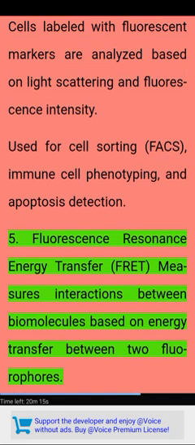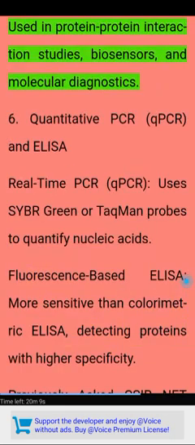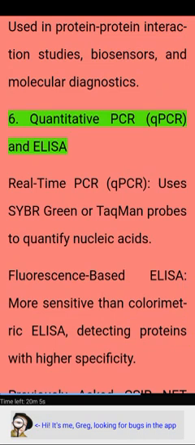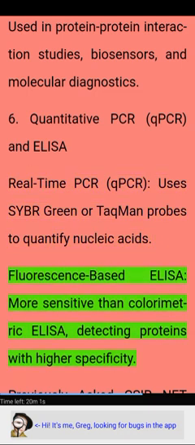5. Fluorescence resonance energy transfer (FRET) measures interactions between biomolecules based on energy transfer between two fluorophores. Used in protein-protein interaction studies, biosensors, and molecular diagnostics. 6. Quantitative PCR (qPCR) and ELISA. Real-time PCR (qPCR) uses SYBR Green or TaqMan probes to quantify nucleic acids. Fluorescence-based ELISA is more sensitive than colorimetric ELISA, detecting proteins with higher specificity.